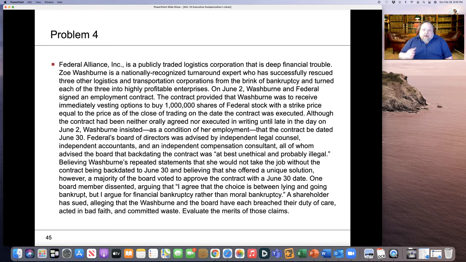And so she wants to wait and see what the stock price is on June 30th, which is essentially the same as backdating. In this instance, it's kind of forward dating, but the goal is the same as backdating, and I think the court would treat it the same as backdating. The board is advised by independent legal counsel, independent accountants, and an independent comp consultant, all of whom said that effectively backdating the contract is at best unethical and probably illegal.